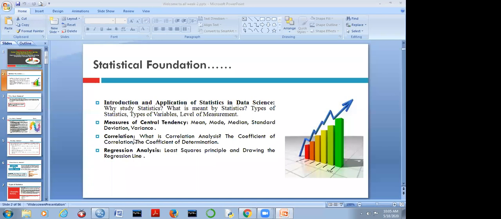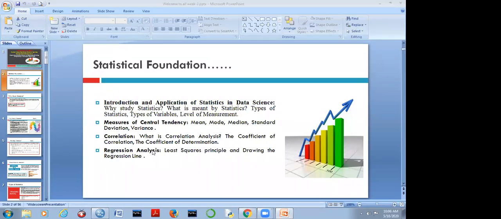Then another topic I'm going to take is correlation, in which we can understand what correlation analysis is, the coefficient of correlation and the coefficient of determination. What is the significance of all? And I will show you how these tools of correlation analysis, coefficient of correlation, and coefficient of determination are used practically in our day-to-day life.